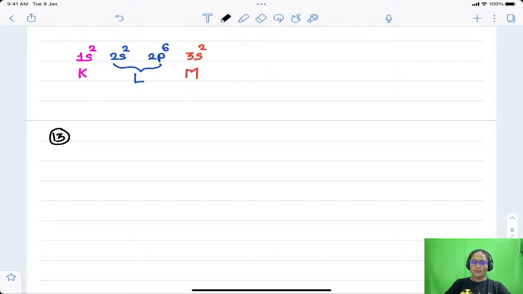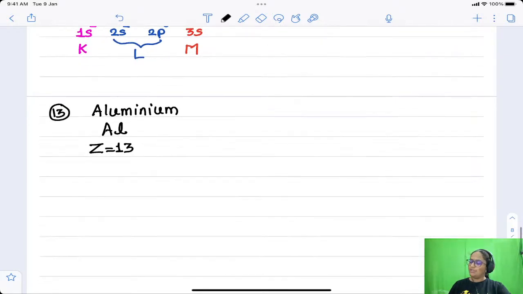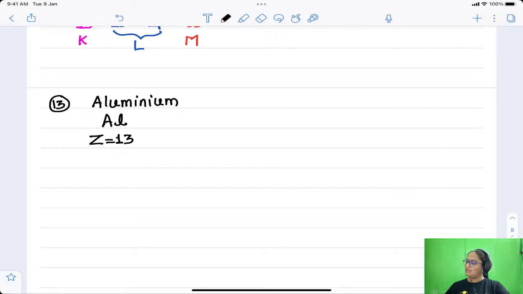That is aluminium. The symbol for aluminium is Al. Atomic number is 13. There are 13 electrons present in aluminium. Okay, let us see how they are filled. So let us see the distribution of electrons in shells for aluminium.